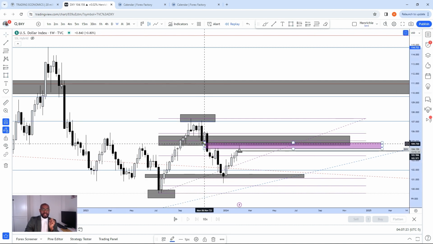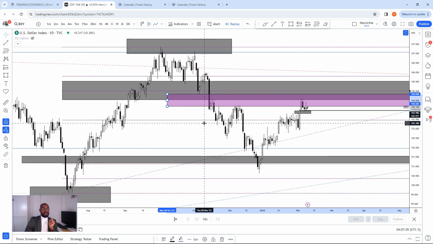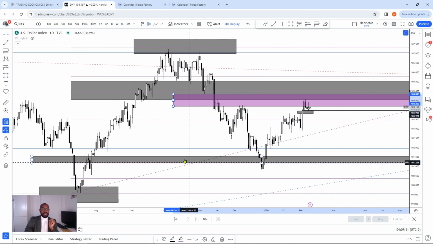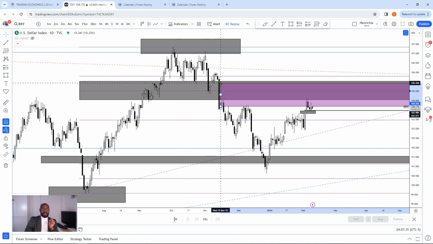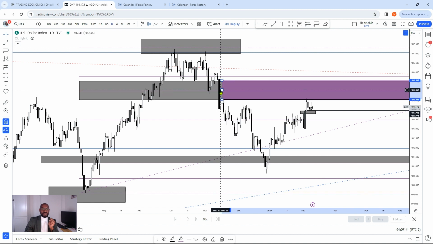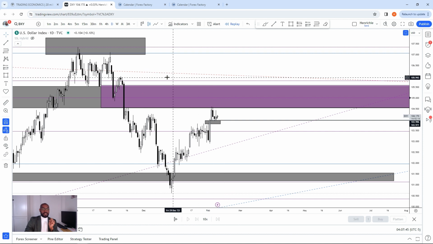We can see that inefficiency resting right there. So the next thing we're going to do now is we go to the daily time frame. And on the daily time frame, you can even see it much clearer. This is the inefficiency resting right here. So all we do now is outline the entire inefficiency and then wait to see a significant shift in market structure from this key level.